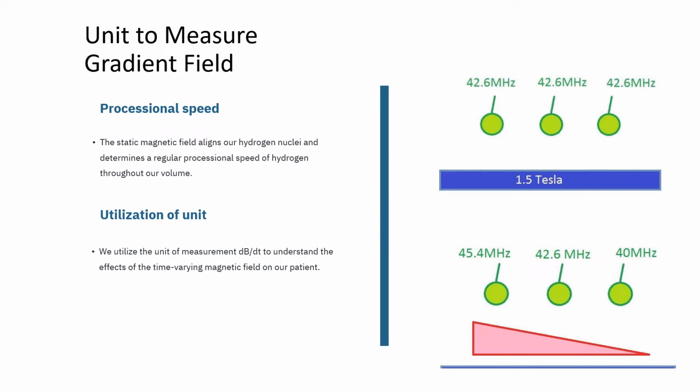Gradient coils may switch on and off quickly when activated. This generates an alternating magnetic field, and Faraday's law of induction can create an electrical current in our patient. We measure magnetic field effects on our patient in dB/dt. Here, d means change in, and B means field strength. We measure the static magnetic field change over time to estimate the time-varying gradient magnetic field.